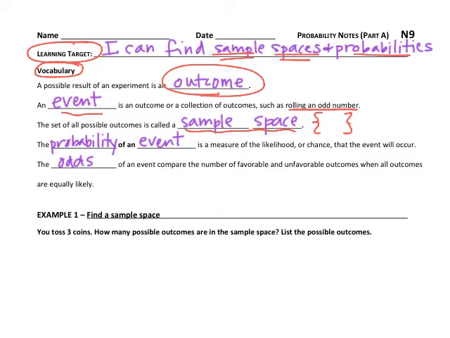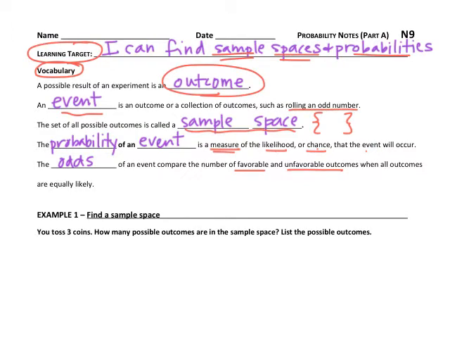The probability of an event is the measure of the likelihood or chance that the event will occur. So again, if I ask you what's the probability that it's going to rain today, what's the likelihood or chance that that event, rain, will occur? The odds of an event compare the number of favorable and unfavorable outcomes when all outcomes are equally likely.